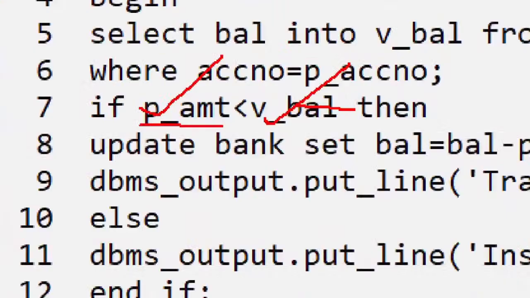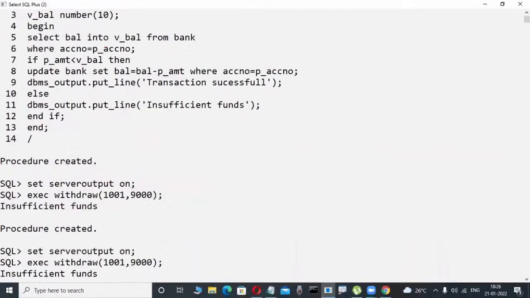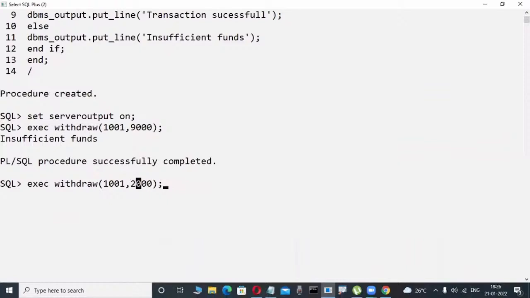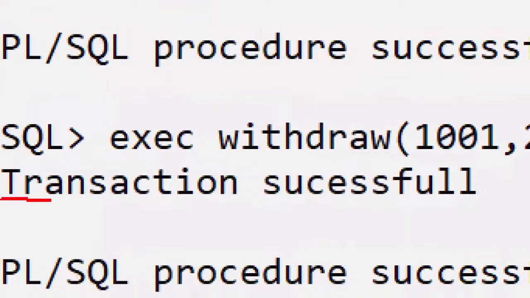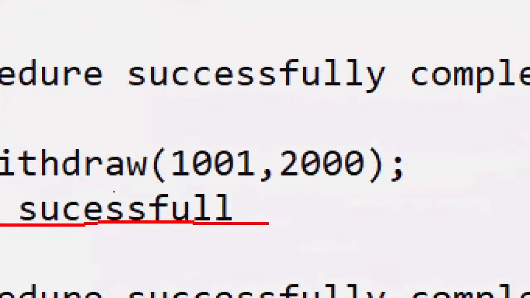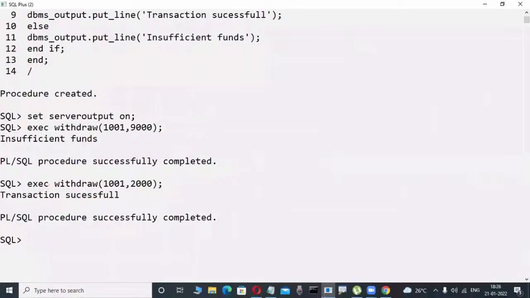I am updating the bank table only. Bank updating means modifying that one. The transaction is successful. Now, whenever I execute, I want it to automatically display "transaction successful". Maybe you try to withdraw 2,000 rupees from 3,000 rupees; maybe it is possible or not. Transaction is successful. How is it possible?